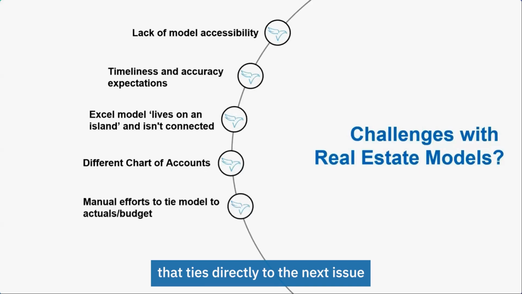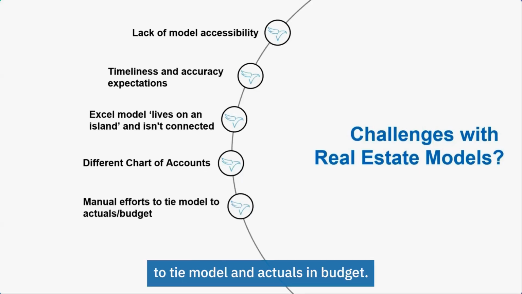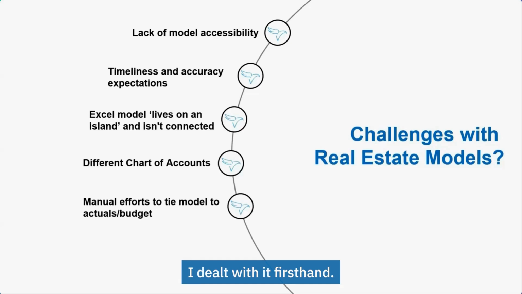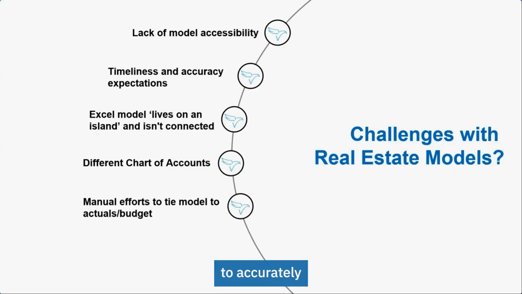That ties directly to the next issue, which is the manual efforts to tie model and actuals and budget. So lots of times during the daunting budget process, which I know is coming up, your team will likely want to assess your actual performance versus underwriting within the model. This becomes a huge pain. I dealt with it firsthand. It's a manual effort with the ever-present threat of fat fingering a value, an extra zero, and that can materially change your reports. So teams need to be able to accurately do their routine and ad hoc reporting.